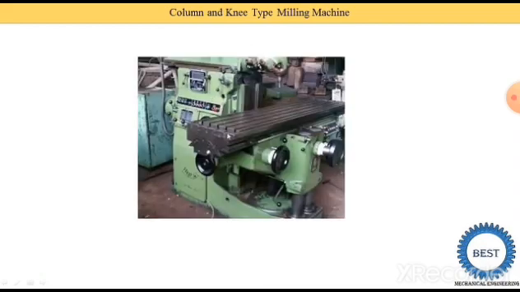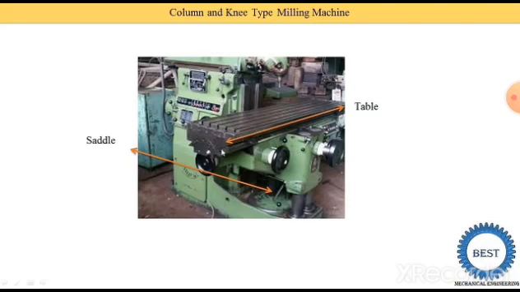So here in this image, we see the motions. This is the knee component. This knee is moving up and down. Next is the saddle. So how is the saddle moving? The saddle is moving in these directions, and it is known as the cross feed. This movement indicates the saddle is moving near to the column and away from the column.